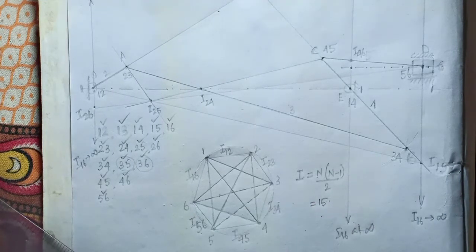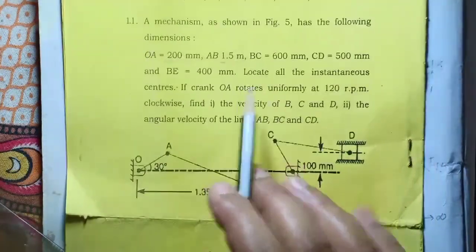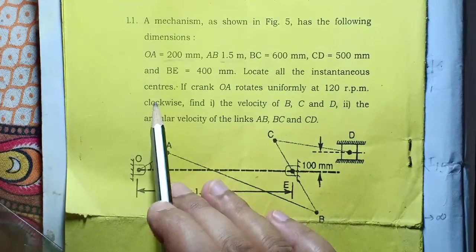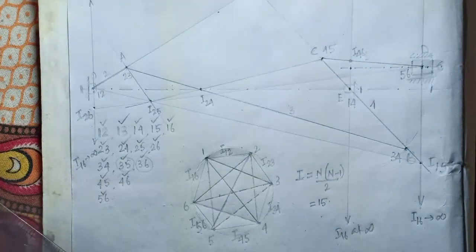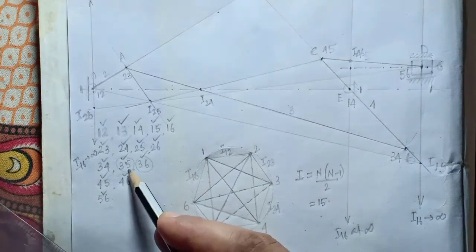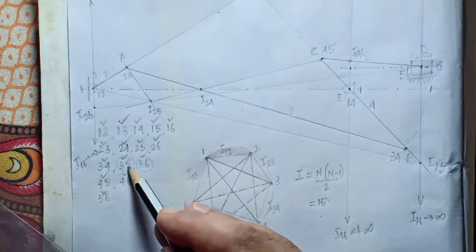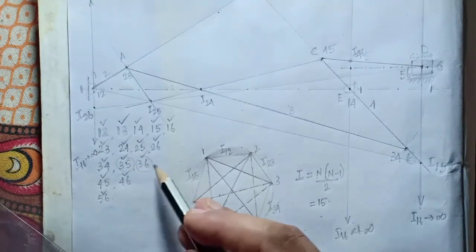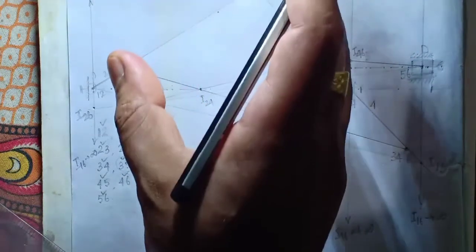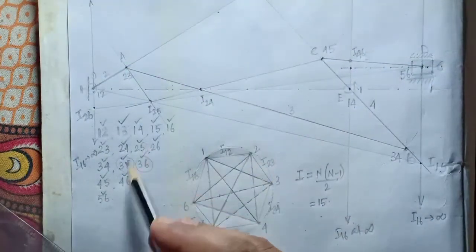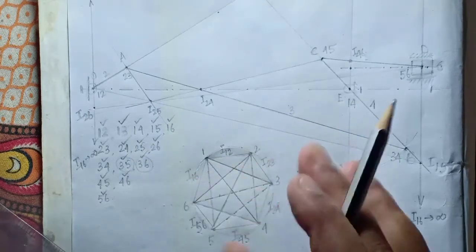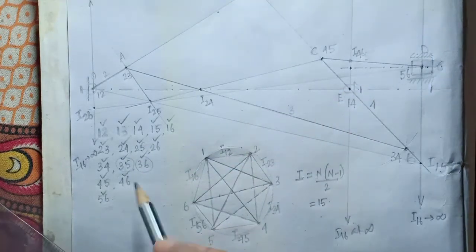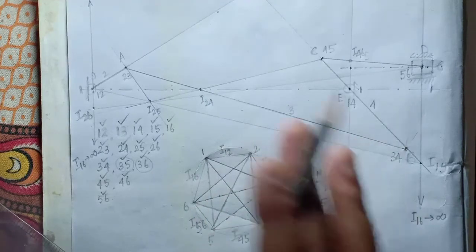So here is the answer of the first part: locate all the instantaneous centers. Because of insufficient space, we cannot show you 3, 5 and 3, 6. This can be shown easily, but we do not have much space, so try to draw it by yourself. I have already instructed the tricks for how to draw 3, 5 and 3, 6, so just follow my instructions.